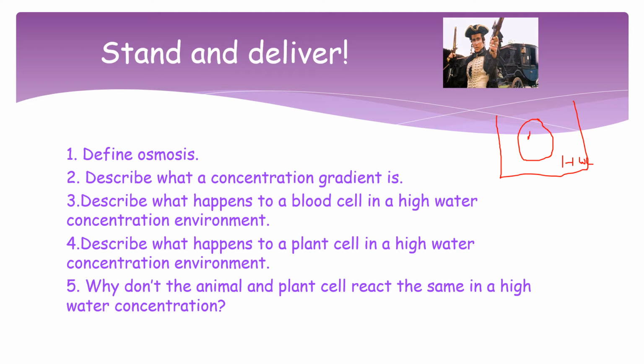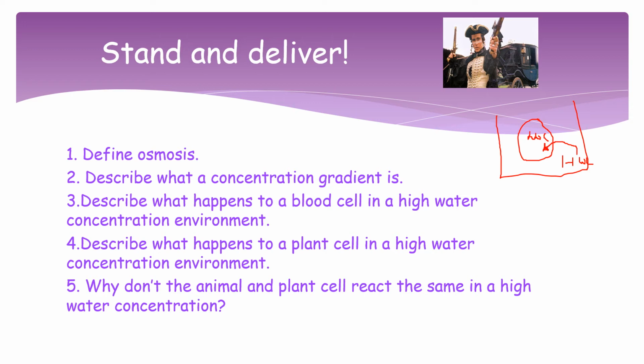Okay, and if it's a high water concentration on the outside, then it must be a low water concentration on the inside. So you then go through the process of osmosis. Osmosis is the movement of water from a high water concentration to a low water concentration through a selectively permeable membrane. So the water is going to enter the red blood cell. So you would want to say that the red blood cell is going to swell and it's going to eventually burst if it is put into a high water concentration environment.